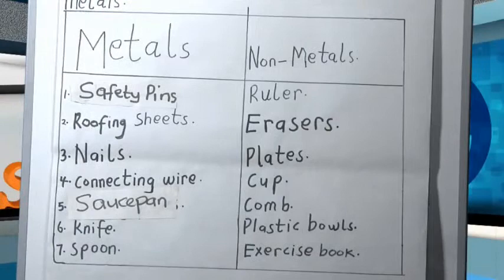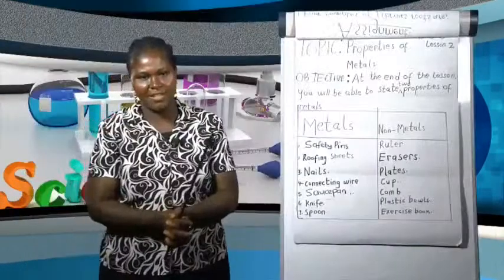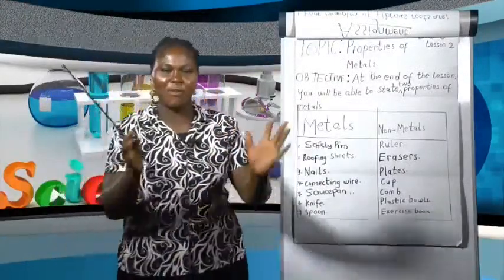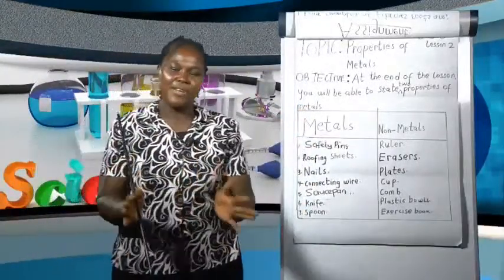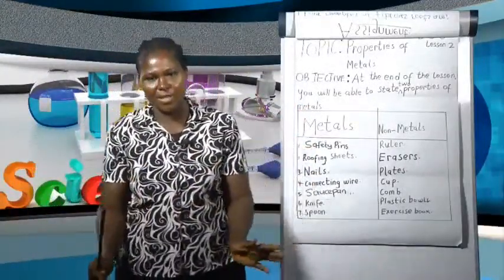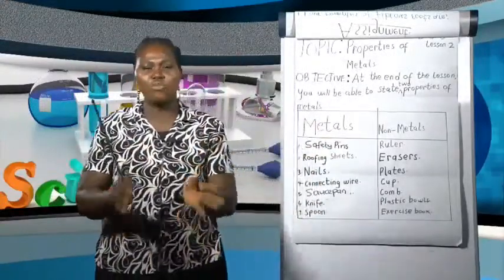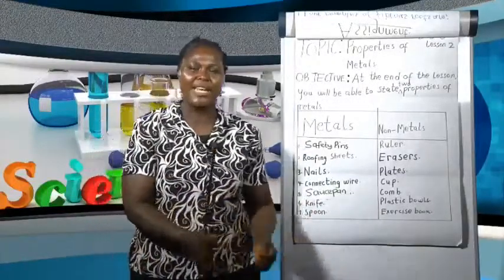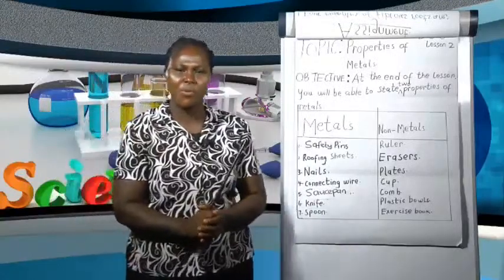So when you see things made of metals, you'll be able to see that this is what? Metal, made from materials made from metals. And these are materials made from non-metals. So the things around us have been grouped into metals and non-metals. You have done very, very well.